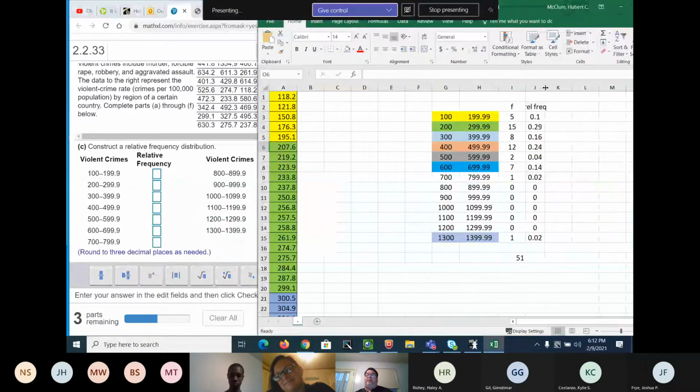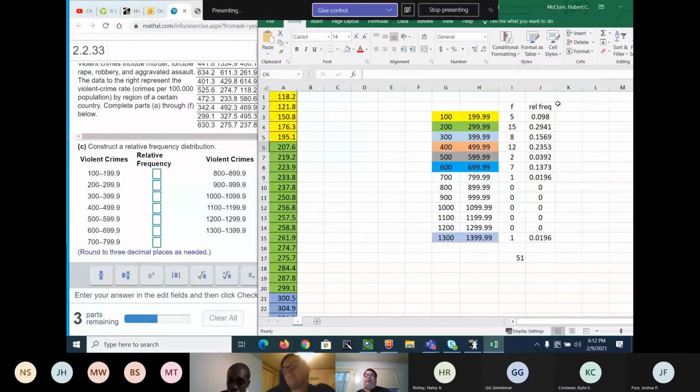So I got to round to 3 decimals, so I'm going to take it to 4 right there. Let me drop it to 3. Hold on. There. 0.098. Let me move it over.